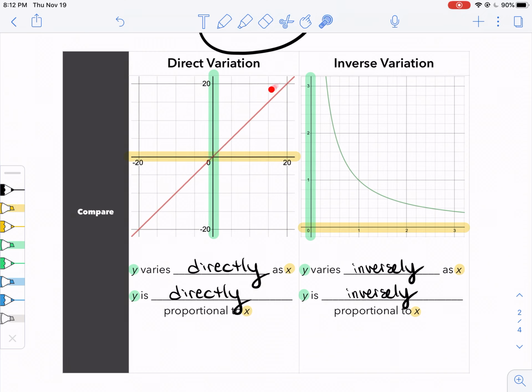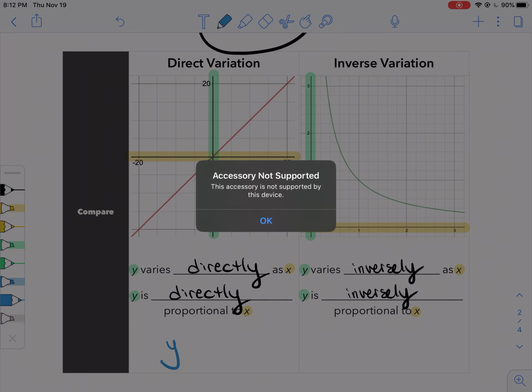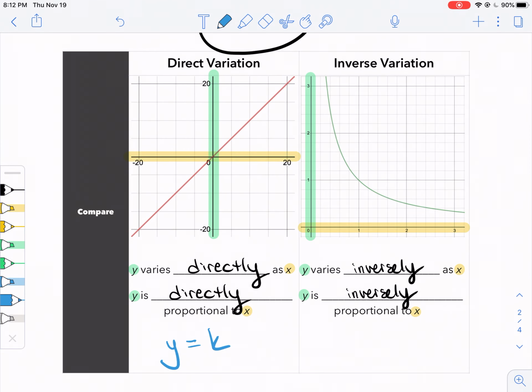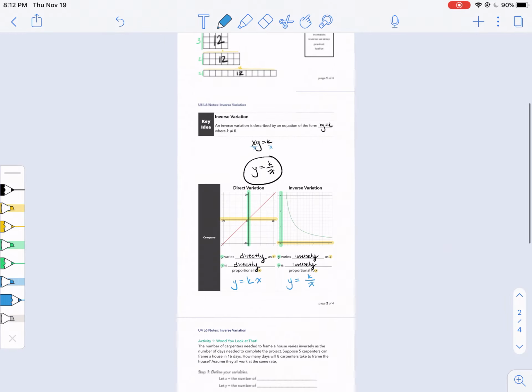Also notice that in a direct variation, it's a straight line, but in an inverse variation, it's this curvy guy right there. So that's fun. And then finally, our two formulas. In a direct variation, we say y equals k times x, but in an inverse variation, y equals k divided by x. So let's look at an example of what inverse variation is.